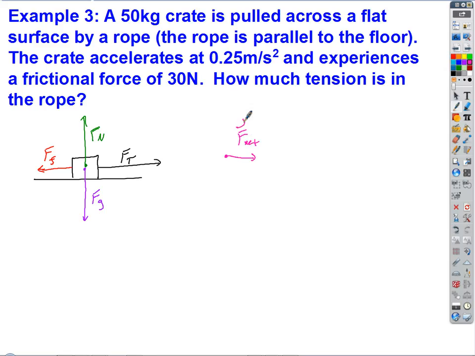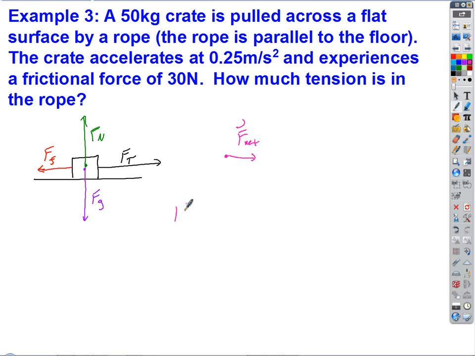Okay, so how am I going to find the net force here? I'm going to plug everything in. I know some stuff, don't I? I know that the tension force is what I'm looking for. The frictional force is 30 newtons, and I know the acceleration. Tension minus friction equals the mass times the acceleration.